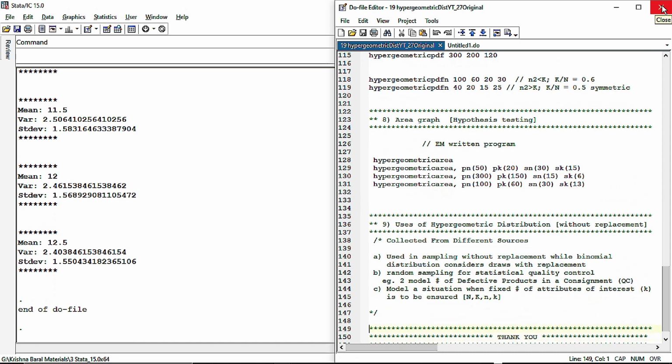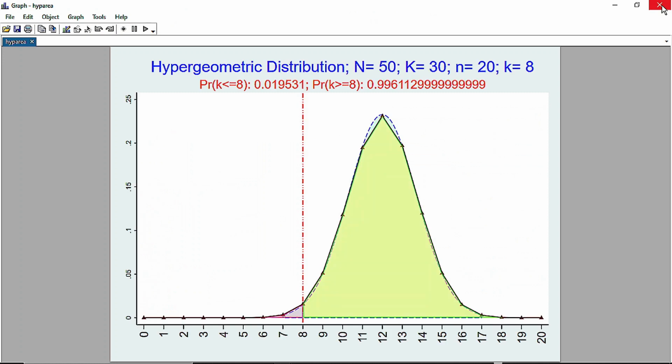Now let us see the area graph that is useful for hypothesis testing, and this is again a user written program. We have written it. So our null hypothesis, this hypergeometric distribution is drawn when we consider the null hypothesis to be true, k is equal to 8, and we want to test the alternative hypothesis, one tail test, k is less than or equal to 8. So let us test it.